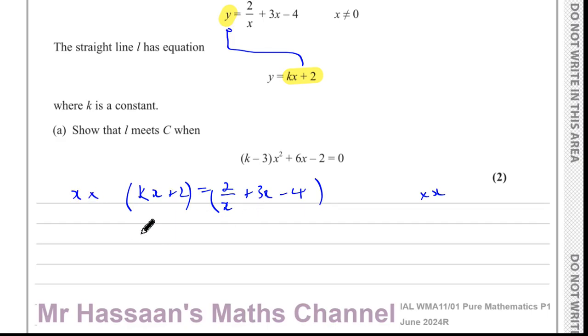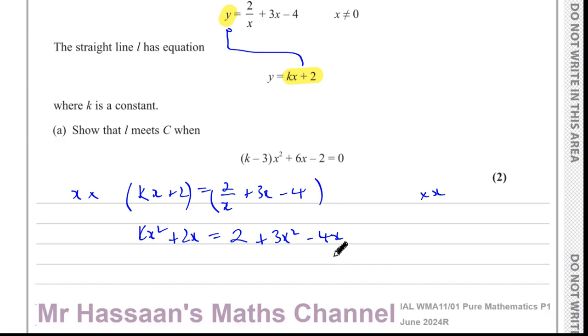Okay, so x times kx is kx squared. x times 2 is 2x. x times 2 over x is 2. That was the objective, to get rid of the denominator. But then x must be multiplied by the other terms. So you're going to have plus 3x squared and minus 4x.